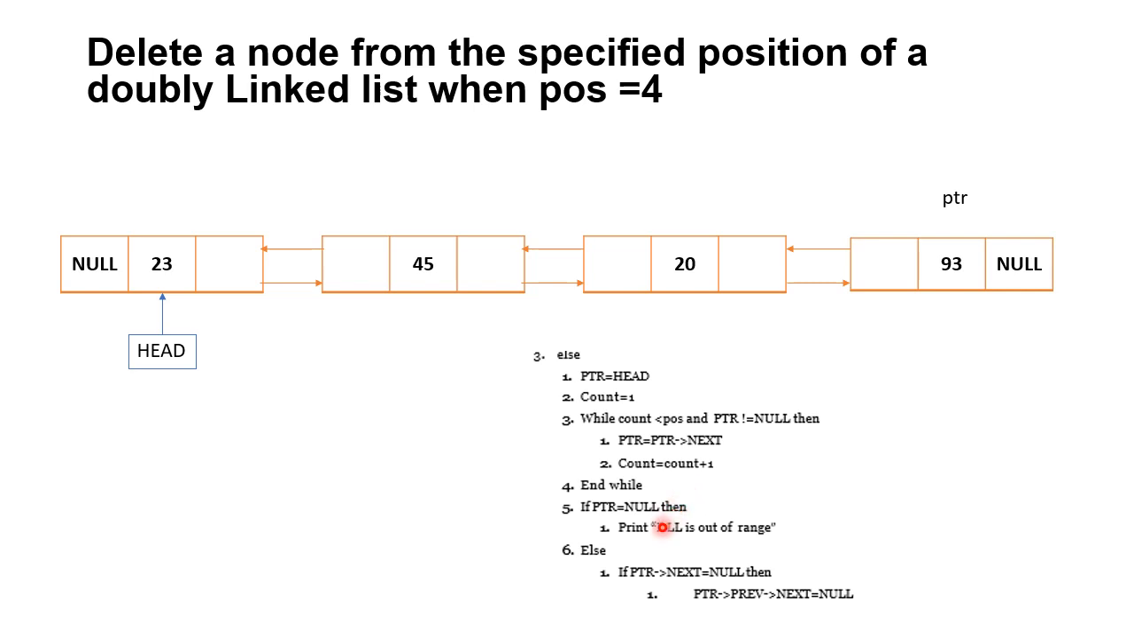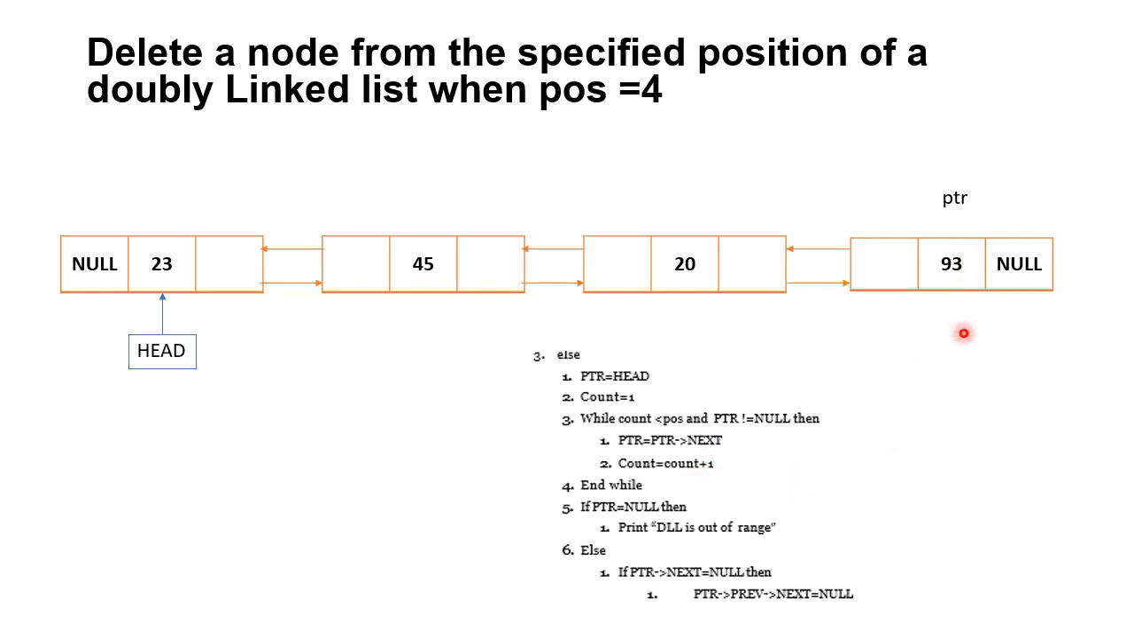Now check whether pointer is equal to null. If pointer is equal to null, print doubly linked list is out of range. This happens when the user inputs a value which is more than the number of nodes in the doubly linked list. So here we have only 4 nodes in the doubly linked list. If the user had input a value 6 or 7, we cannot delete the node at the 6th or 7th position. So in that case, this print statement will be executed. Now after this while statement, the pointer has reached here.